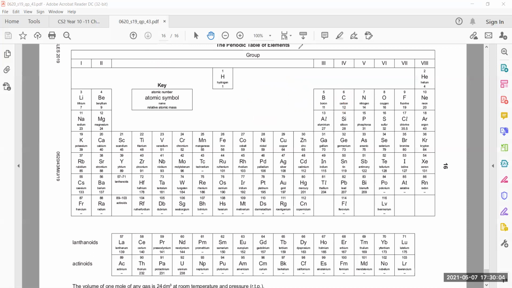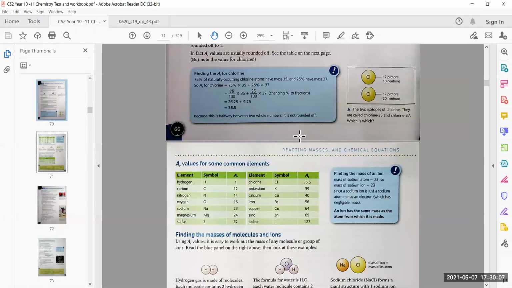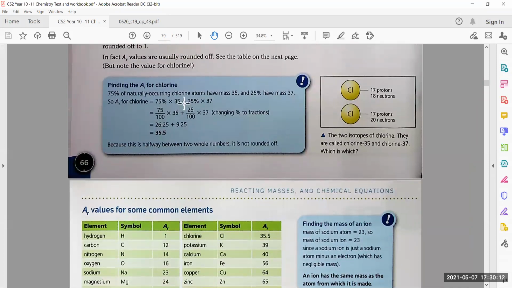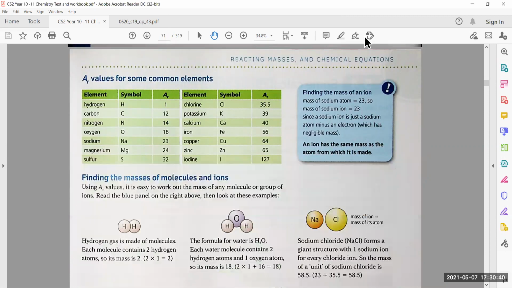All right, so if you look at this example, this is what I was talking about. Finding the AR. What is this AR? AR is the symbol for relative atomic mass. So 75% is 35, 25% is 37. We calculate the average and you get 35.5. Can you understand this part? Okay.